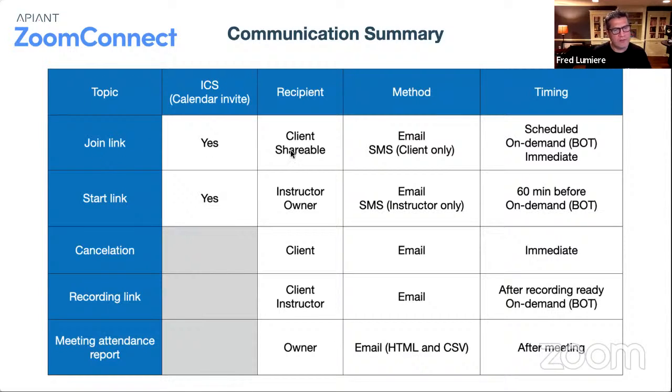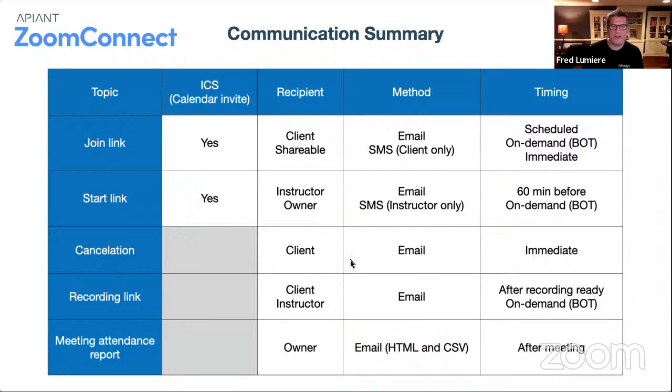Okay, I just wanted to spend a little time on this so you understand what we're looking at, and now I'm just going to summarize real quick the rest. The start link, instructor and owner. The owner can also get a start link if they want, and then it's email and SMS. The instructor only will get the SMS. The start link is sent 60 minutes before the class, and it can also be resent on demand.